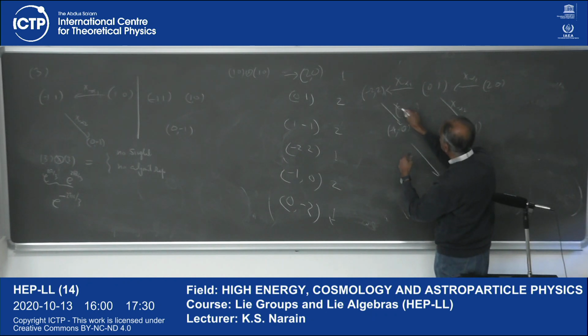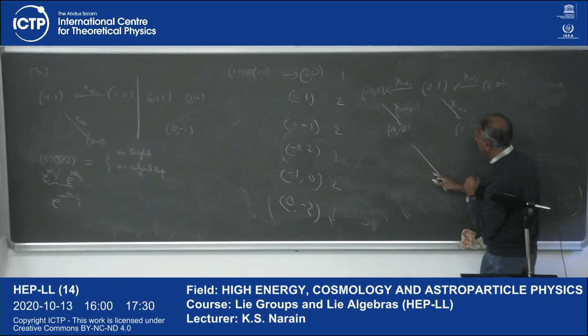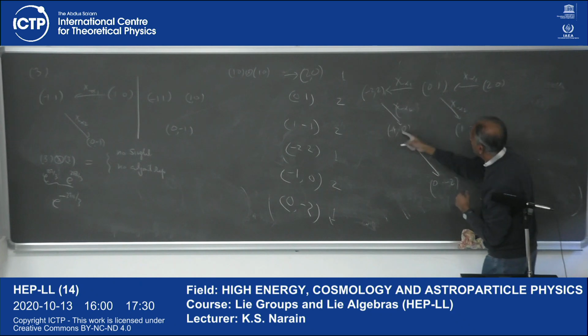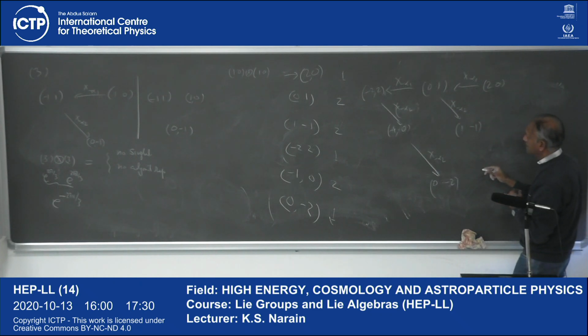I am applying x minus alpha 2 here. Right? So this 2 goes to that, and that becomes minus 1. Correct? And now I again apply x minus alpha 2. So you get here 0 and minus 2. Right? That's it. With all of them, there are 6 states here, all of them multiplicity 1.